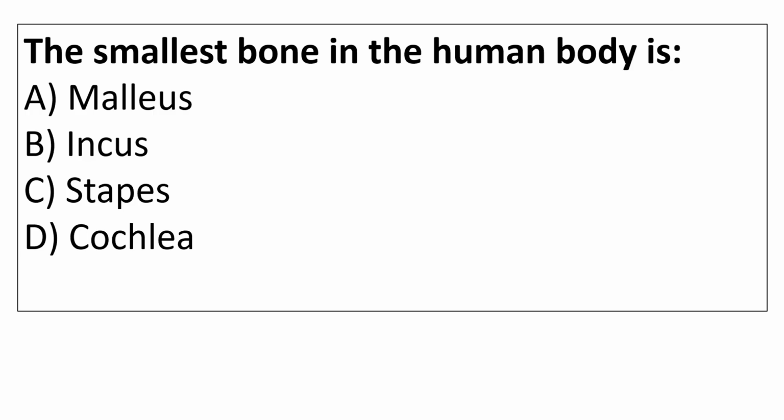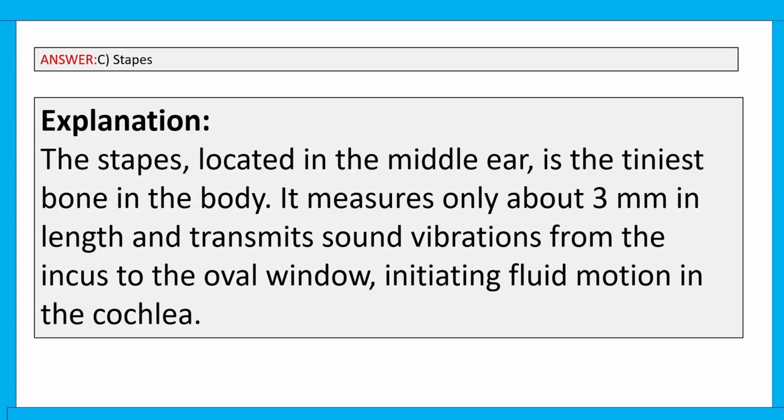The smallest bone in the human body is option A, malleus, option B, incus, option C, stapes, option D, cochlea. The right answer is option C, stapes. Located in the middle ear, it is the tiniest bone in the body, measuring only about 3 mm in length, and transmits sound vibration from the incus to the oval window, initiating fluid motion in the cochlea.